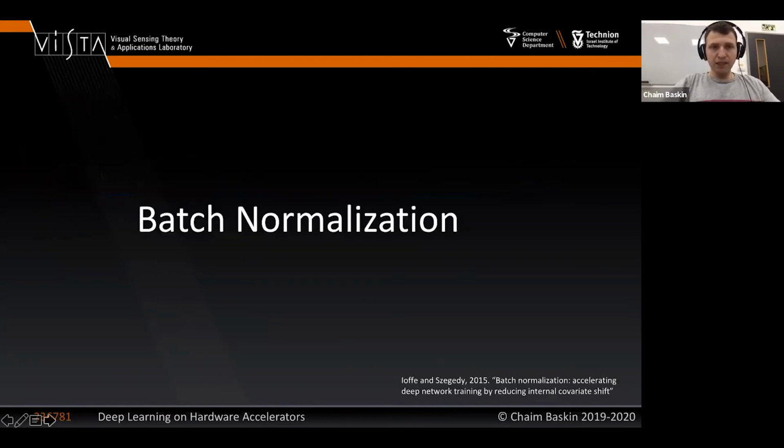Okay, now we will start talking about batch normalization. So most of the common neural architecture for classification.